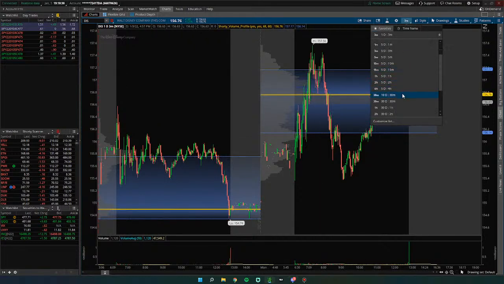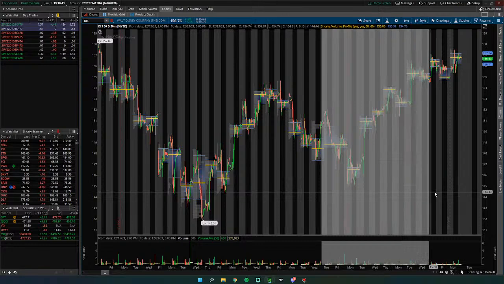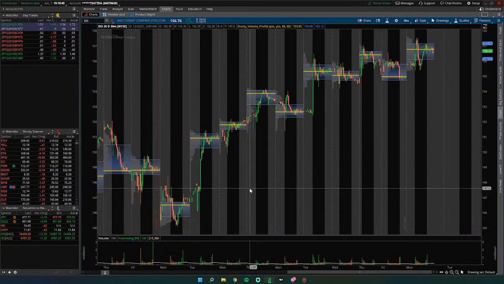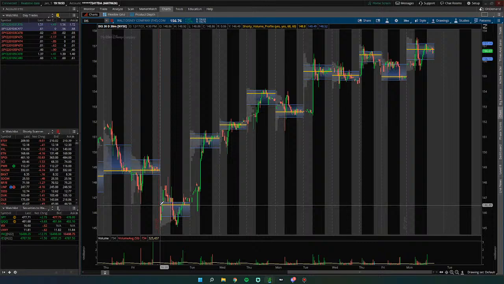Like I was saying earlier, I chart my VPOCs and POCs on the 30-day, 30-minute. Shorty does the same as well. Most traders are going to be using 30-day, 30-minute. And then I look for the significant ones. So I use the price level, and price levels is a double click.